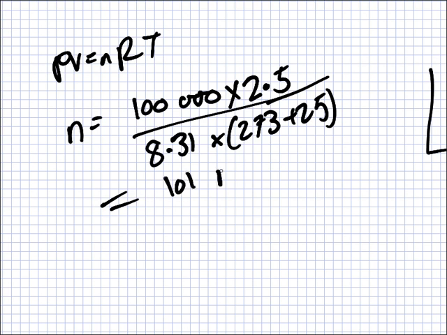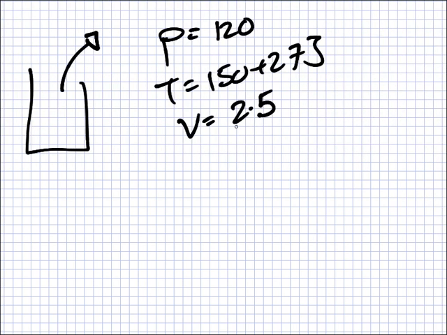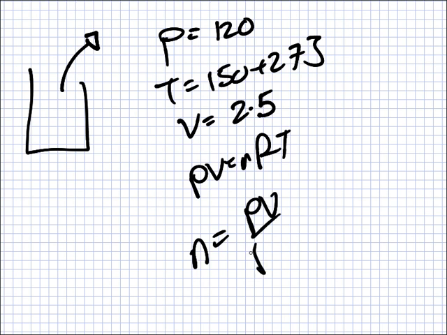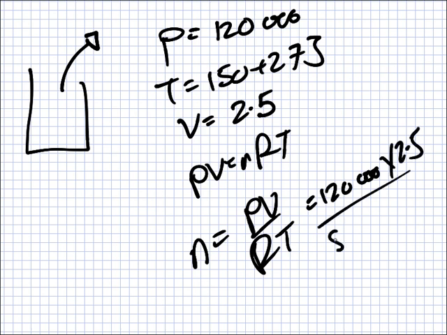So 101 moles. Now if you go back here, if you recalculate, n equals PV over RT, what's the only thing that's different? The P is different, isn't it? So that's 120,000 times 2.5 over 8.31 times the T, which is 423. Okay, so what's that?